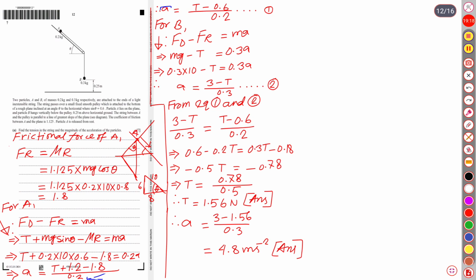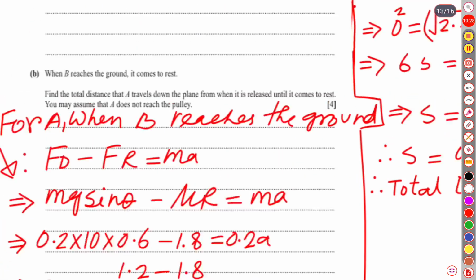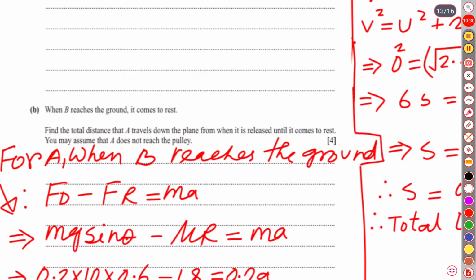Well, let's move on to the immediate next question. Question B says, when B reaches the ground, it comes to rest. So B came to rest after reaching the ground. Find the total distance that A travels down the plane from when it is released until it comes to rest.